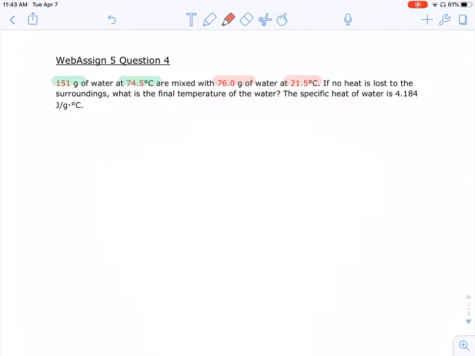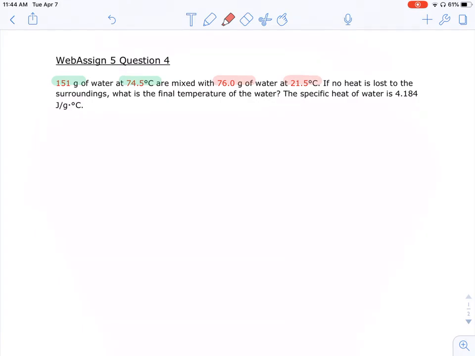If no heat is lost to the surroundings, what is the final temperature of the water? So I want TF. The specific heat of water is 4.184 joules per gram degree Celsius. The specific heat of any substance is the same as long as you're in the same state of matter. So liquid water will always be 4.184 joules per gram degree C.